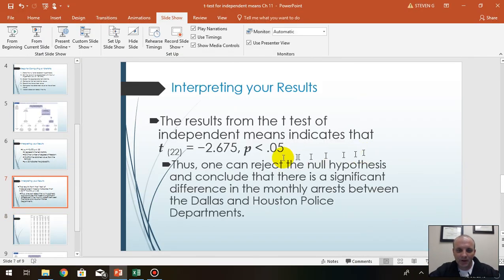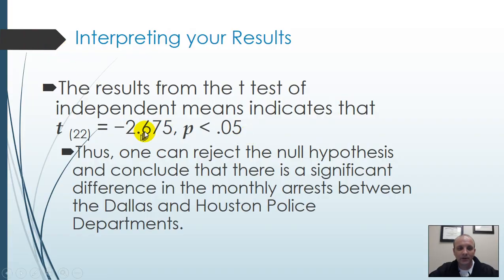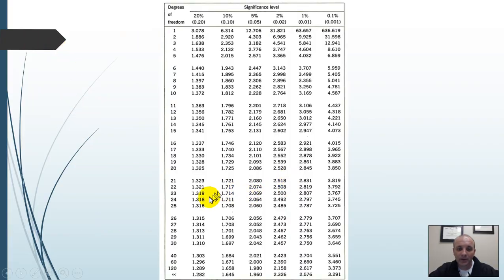And if you look back here, our achieved T value is 2.675. So it exceeds this critical value. So it actually exceeds it at the 2% level, right?